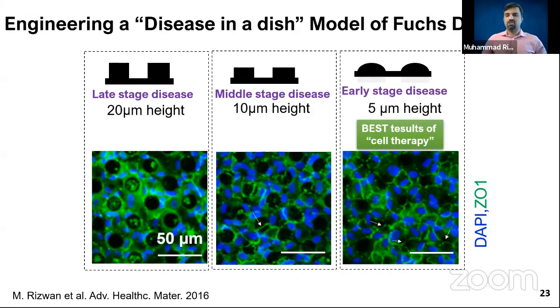If it's an early stage of the disease, we might be successful in just injecting cells and they can form a monolayer. But if it's already a late or middle stage of the disease, we probably need a tissue engineered graft in which we can control the quality of the graft and then transplant that. So this was really the first example where we were able to study this disease in a dish, and we could conclude that we can correlate the stage of the disease with the cell therapy approach.